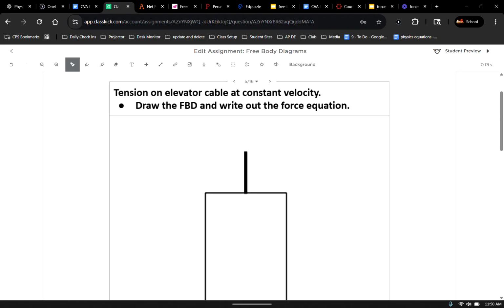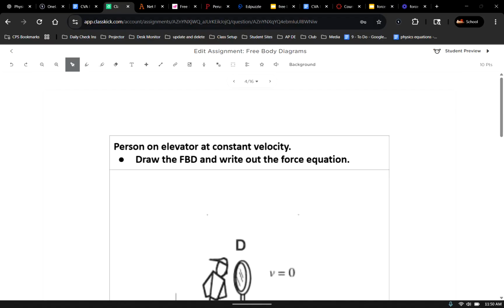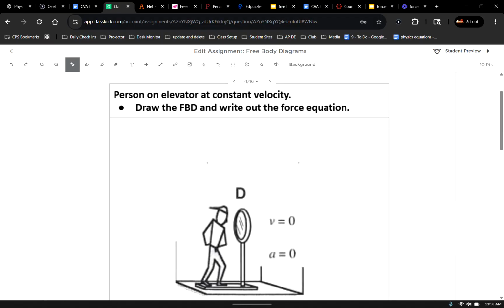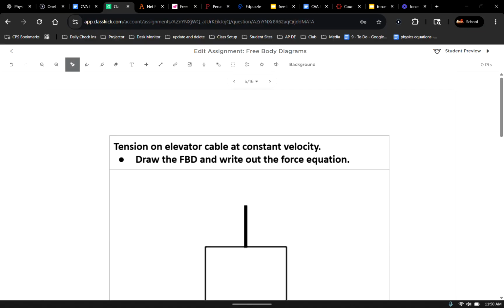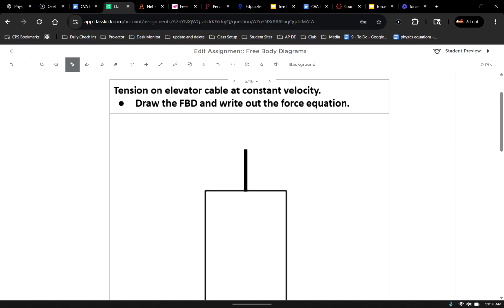Draw an elevator cable. Oh, I know what's wrong with that last one. Sorry. It says person on an elevator at a constant velocity, and then in here it says that it's not moving. Let's just say it's, I don't know, 10 meters per second. The velocity doesn't matter, just that it's constant when you get to that one. Sorry, but if I remember, I'll try to swap that picture out for the right picture.